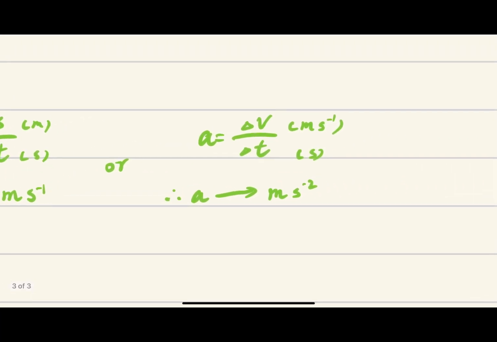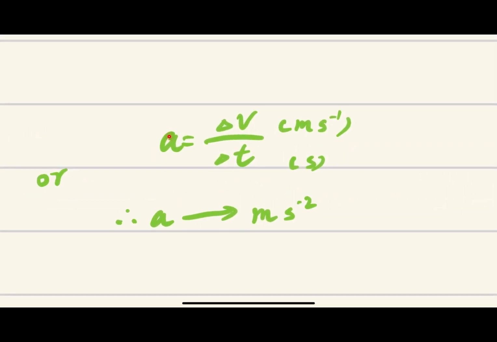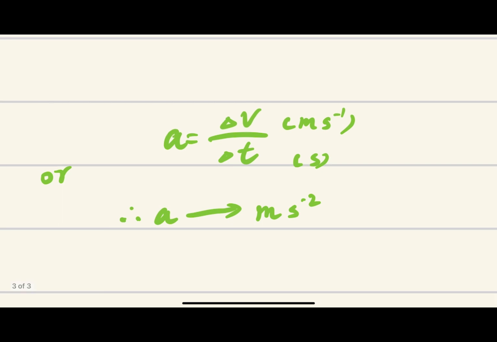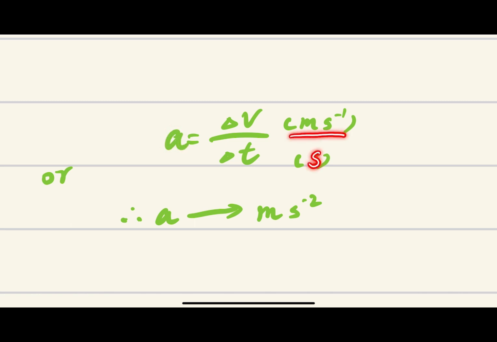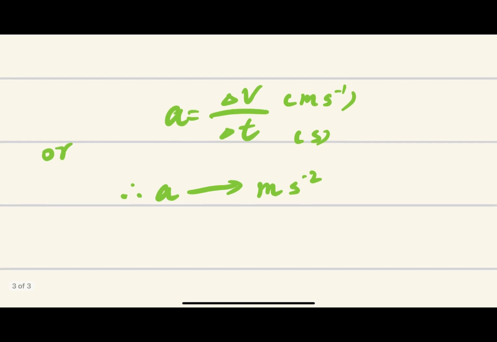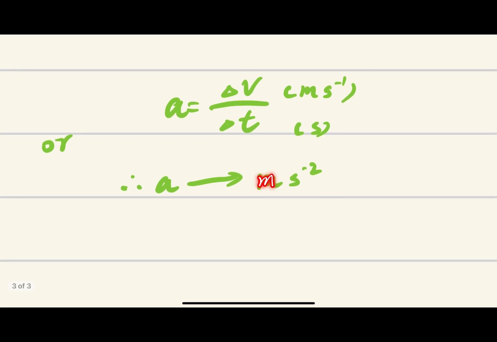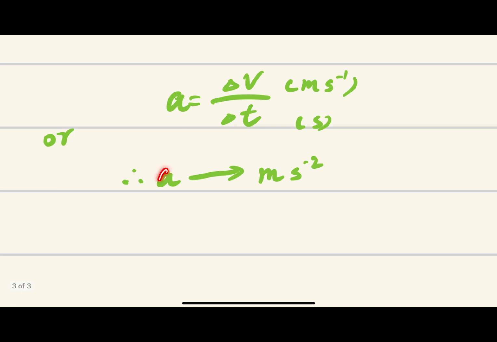Another example is that acceleration equals the change in velocity over the change in time. We have already derived the unit for velocity, which is meters per second, and the unit for time is seconds. So the unit for acceleration is meters per second over second, which gives us meters per second squared.